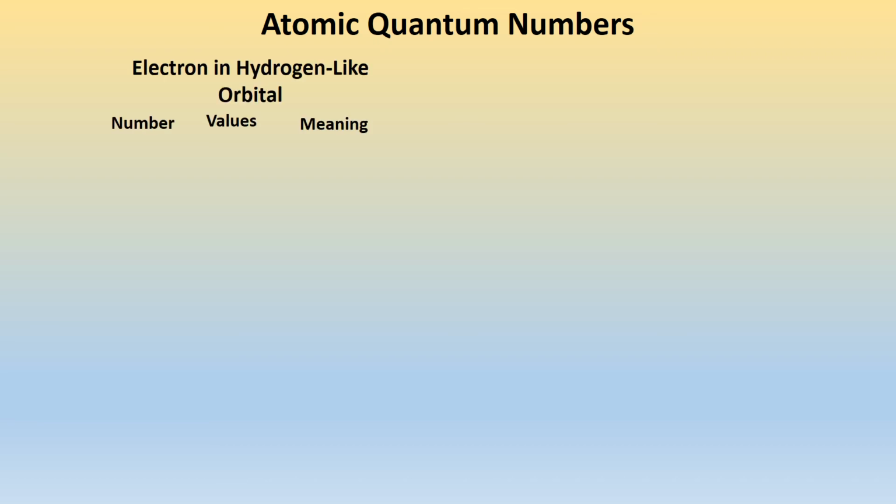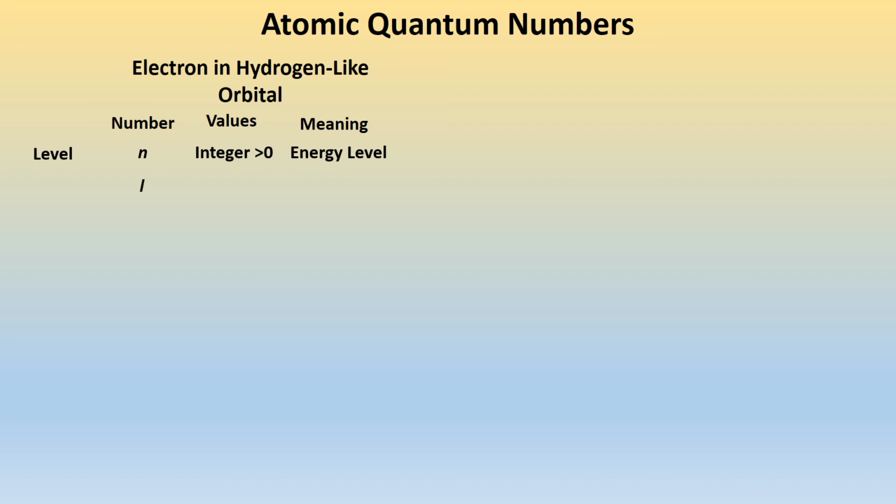We'll start with a review of atomic quantum numbers. As you may recall from freshman chemistry again, the electrons in a hydrogen-like orbital are defined by 4 quantum numbers. The first number, n, your energy level, can have any integer value greater than 0, and its meaning is the shell of that electron, or the level it's in, or the row on the periodic table.